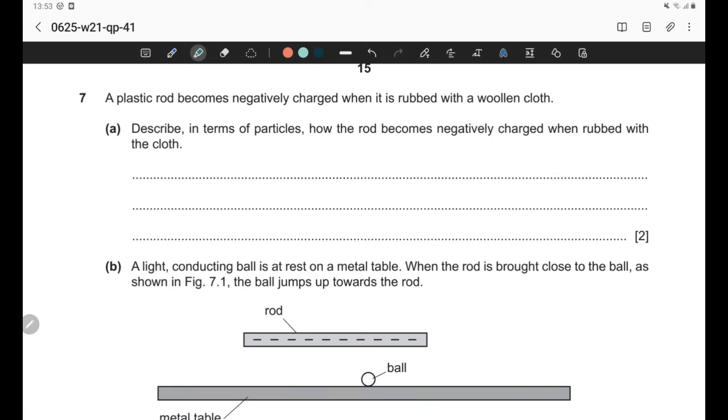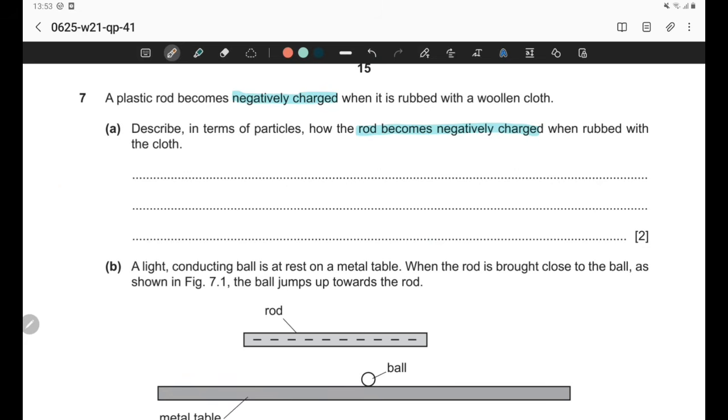Question 7 is from static electricity. A plastic rod becomes negatively charged when it is rubbed with a woolen cloth. Part A, describe in terms of particles how the rod becomes negatively charged when rubbed with the cloth.